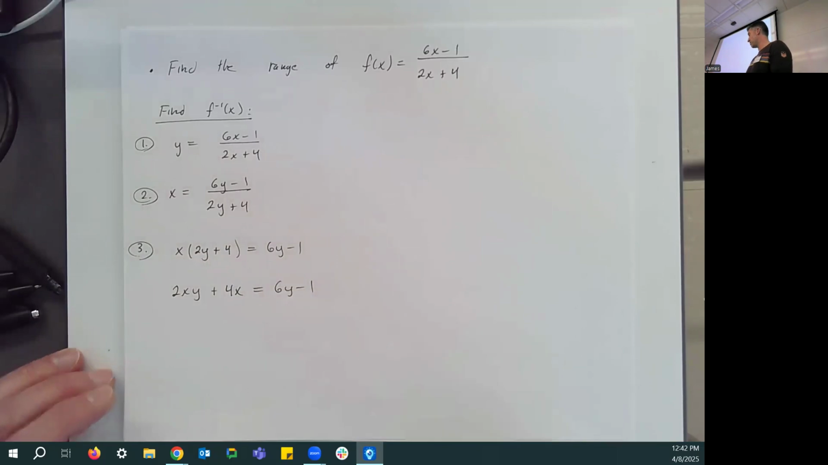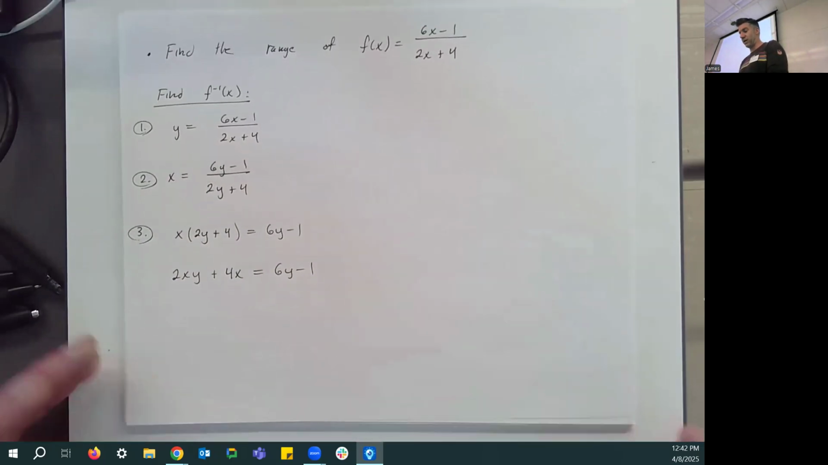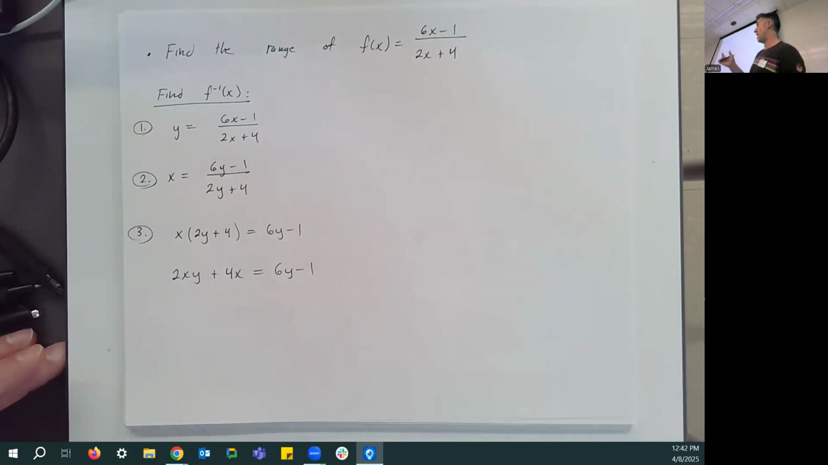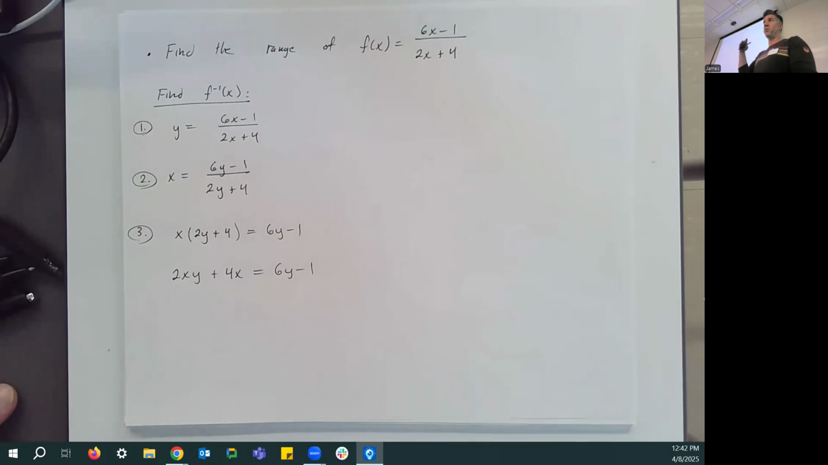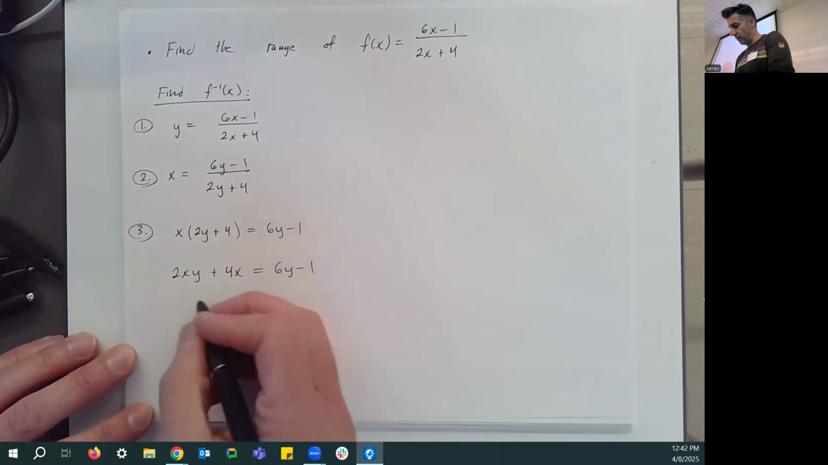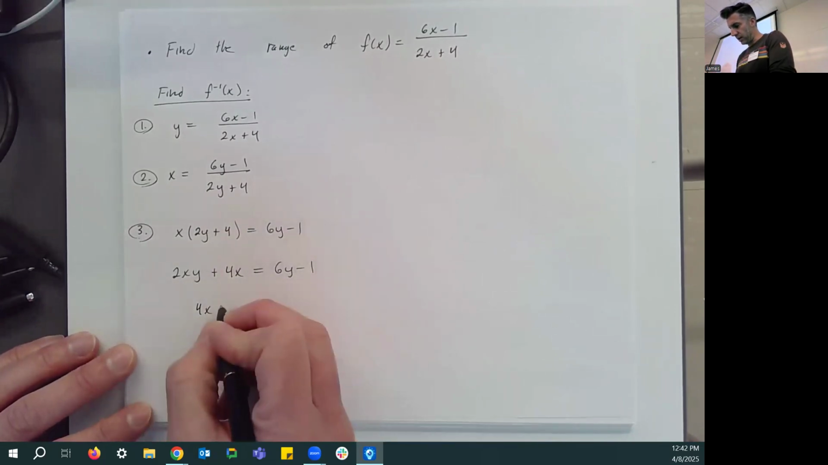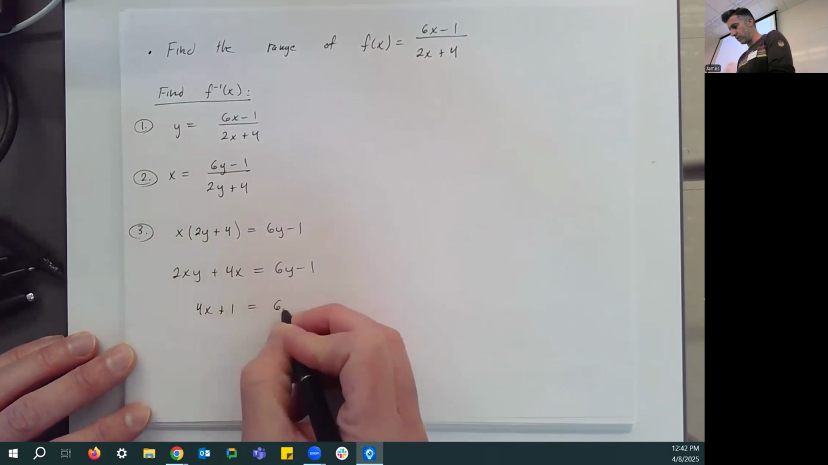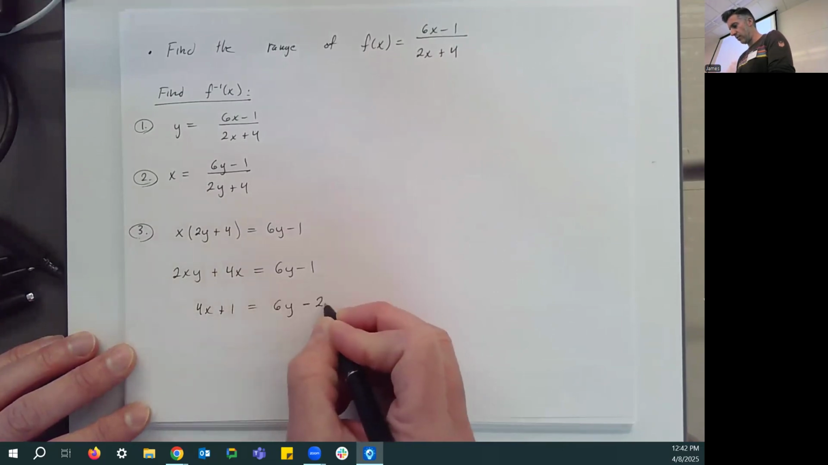Collect all the y things on one side and everything else on the other side. It doesn't really matter which side you pick. If you end up picking the opposite sides I pick, your answers will look almost the same as mine, except the top and bottom of your fraction will both be the opposite signs of what I have. But they'll still be right. I'm going to bring my y's to the right. So I'm going to have 4x plus 1 equal to 6y minus 2x times y.